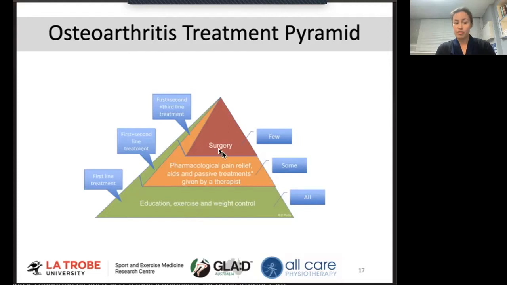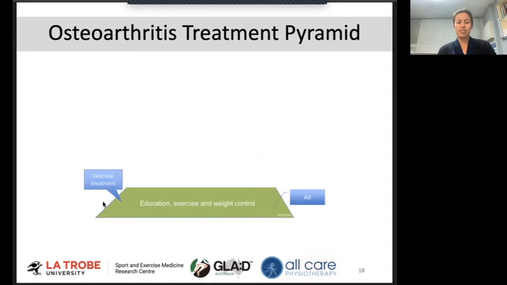Then we look at the third tier, and for those very severe symptoms, which is about 10 to 15% of the people with osteoarthritis, surgery may be considered. These surgeries include joint replacement, osteotomy, or arthroscopy.